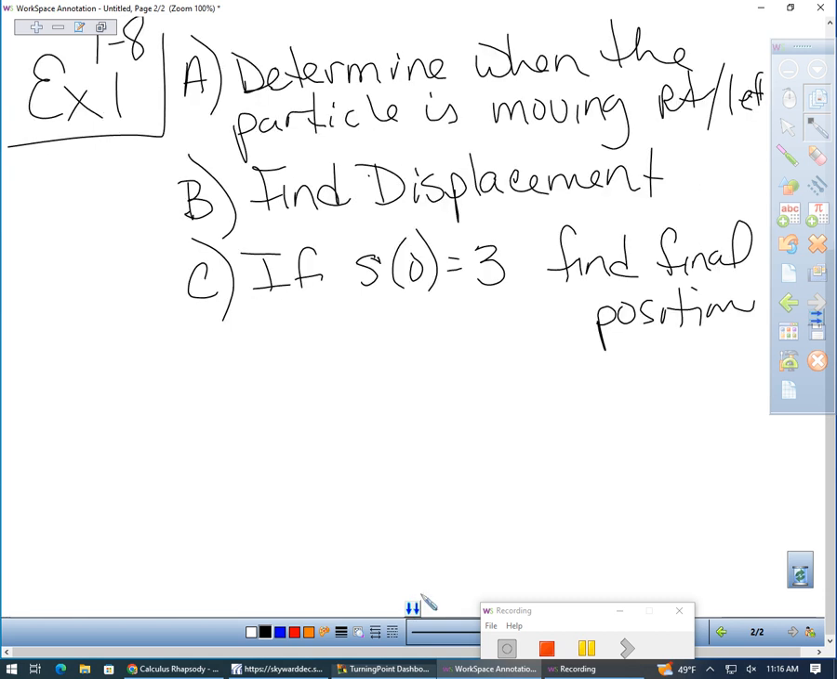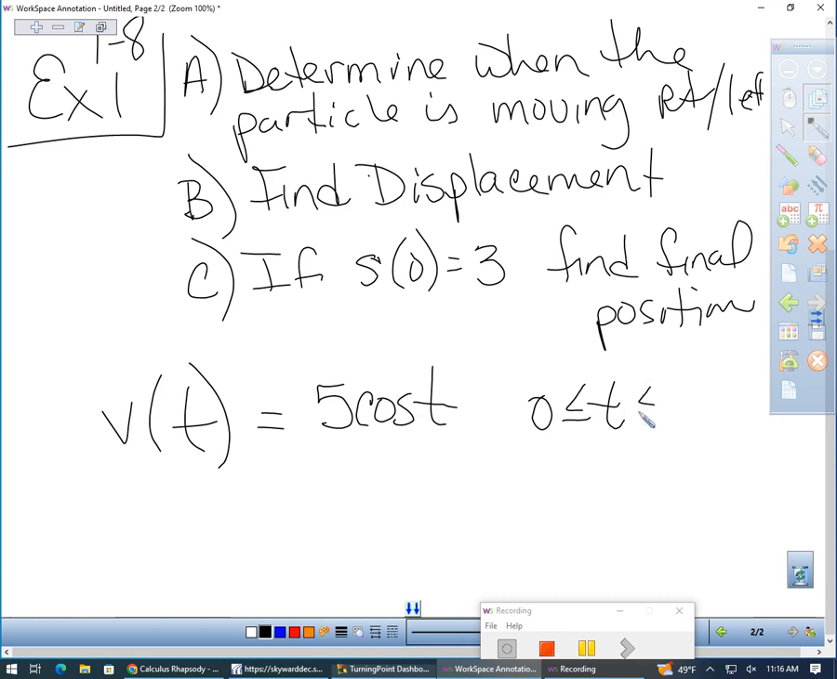All right, so we're going to start with one super easy because I know you guys miss this stuff so much. Let's start with the 5 cosine of t from 0 to 2 pi.